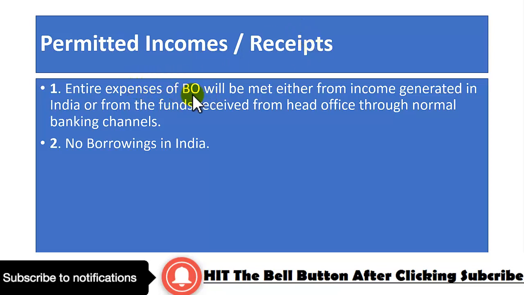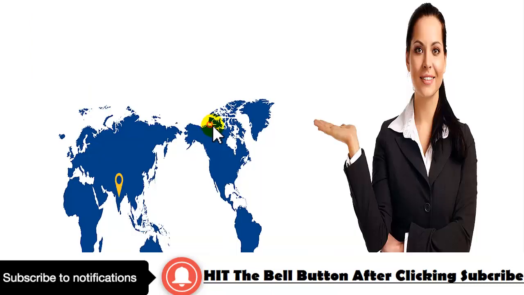Entire expenses of the branch office in India will be met from income generated in India or from funds received from the head office through normal banking channels. No borrowings in India are possible for the branch office from any other person. So either you have to make sure that the expenses of the branch office are met by the income generated by your office in India, or by funds received from the head office or parent company. No borrowings are possible over here.